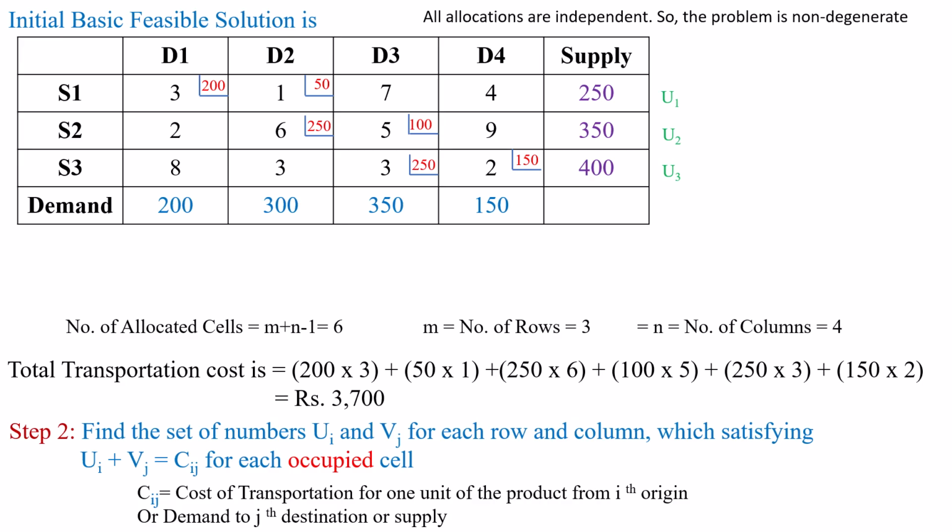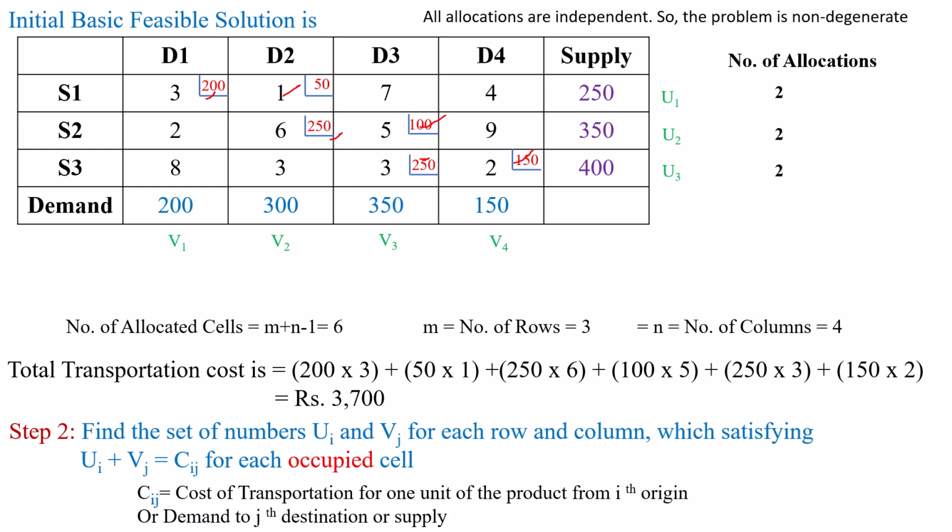Similarly, set numbers vj for the columns. Here we have 4 columns, so we have to determine 4 v numbers: v1, v2, v3, v4 for the D1, D2, D3 and D4 columns. Next observe the number of allocations for the rows and columns. For the S1 row, the number of allocations is 2, for the S2 row it is 2, and for the S3 row it is 2.